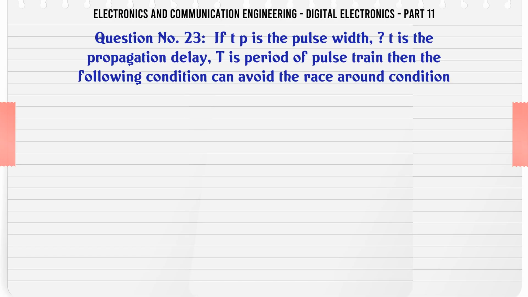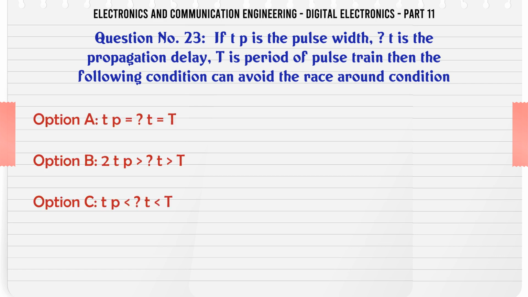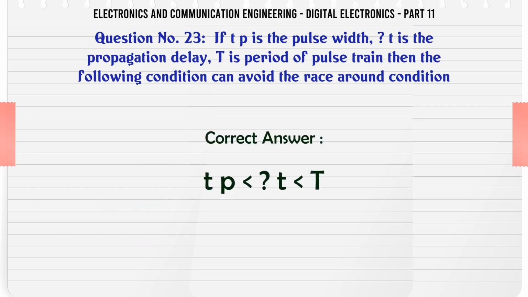If Tp is the pulse width, T is the propagation delay, and T is the period of pulse train, then the following condition can avoid the race around condition. A, TP T T. B, 2 TP T T. C, TP T T. D, TP T T. The correct answer is TP T T.